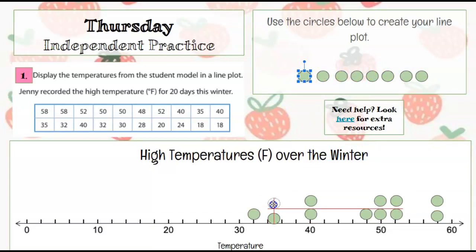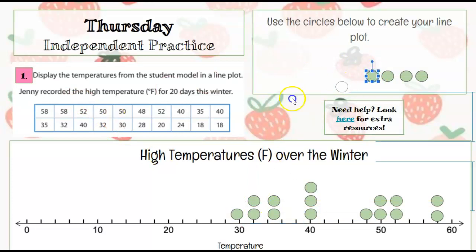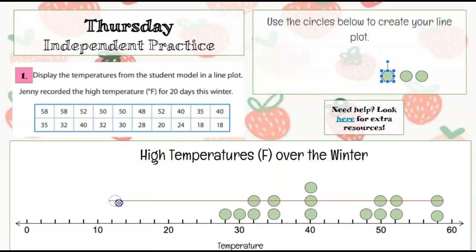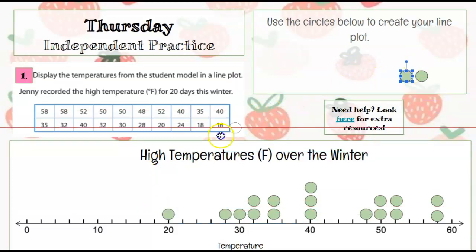35. Make sure these are lined up. Another 40. Got 32 again. 30. 28. 20. 24. 18, and it looks like I messed up a bit here, so let's check.